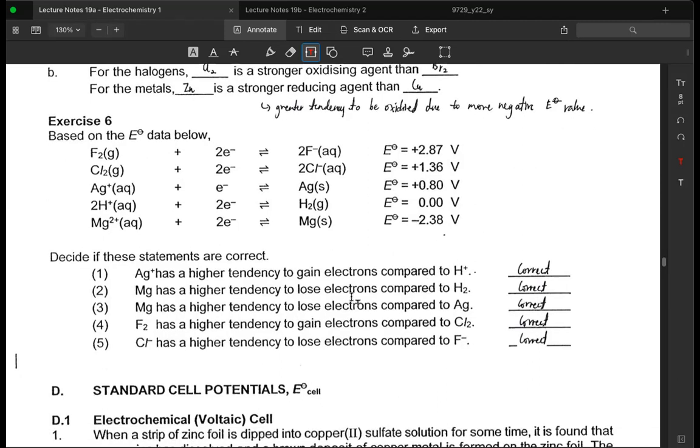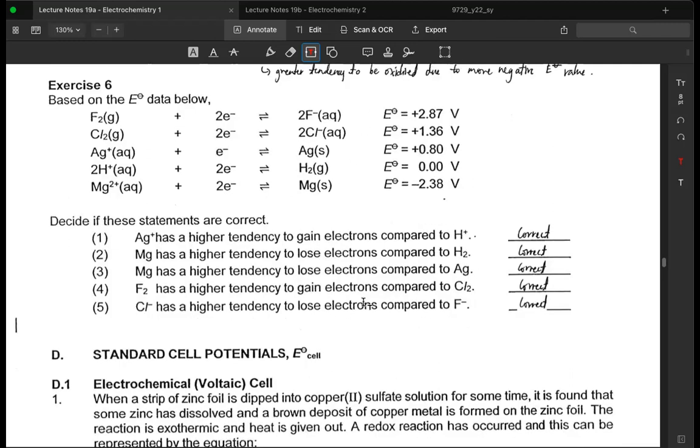Magnesium, higher tendency, yes, correct. Magnesium, aluminum, magnesium is more reactive, right? And look at the E0 value, magnesium to silver. Magnesium is more negative, so more likely to lose electrons, correct? Fluorine, higher tendency to gain electrons compared to chlorine. Yeah, and so on and so forth. Okay, this one you can just read yourself.